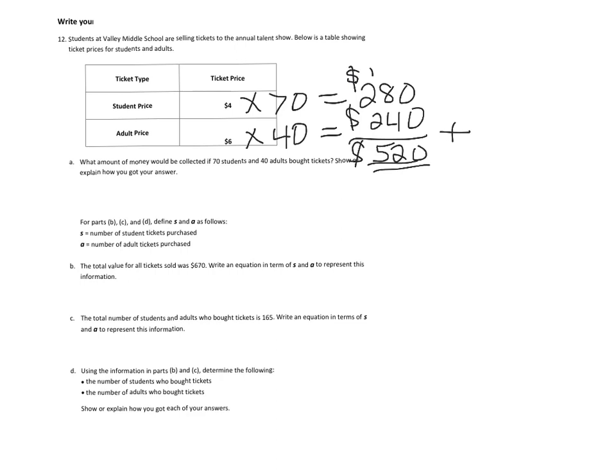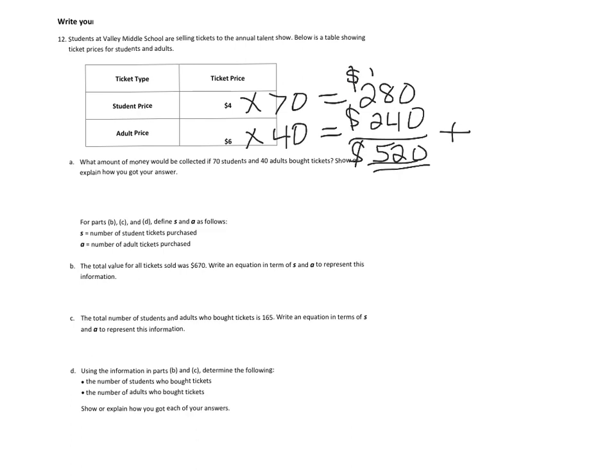Next, for parts B, C, and D, define S and A as follows. S would be the number of students, and A would be the number of adults, the number of student or adult tickets purchased. The total value of all tickets sold was 670. Write an equation in terms of S and A to represent the information. We're asked to write the equation, and they ask us to use S and A as our variables.